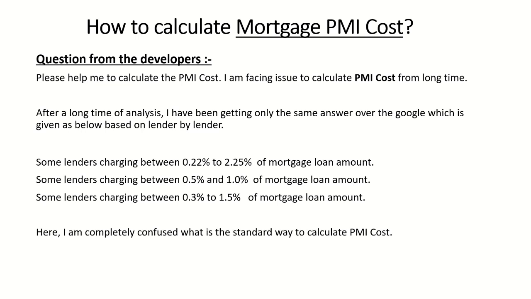After a long time of analysis, I have been getting only the same answer over Google, which is given as below, based on the lender. Some lenders charge between 0.22% to 2.25% of the mortgage loan amount. Some lenders charge between 0.5% and 1.0% of the loan amount. Some lenders charge between 0.3% to 1.5% of the mortgage loan amount.